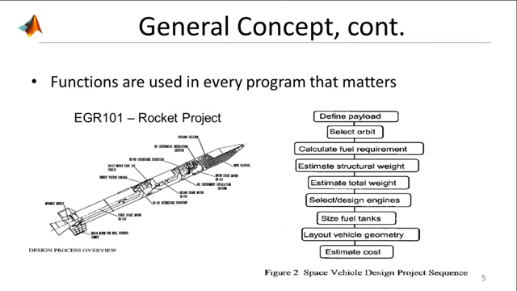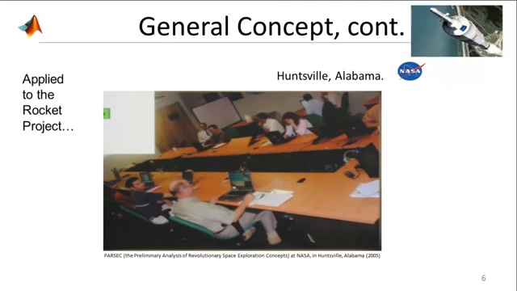Functions are used in every program that actually matters in the industry. Suppose a very basic EGR101 project, where you had to define a payload, select an orbit, and calculate the fuel, the structure, the weight, the engines. Then you had to design the actual rocket, so the size of the fuel tank and the geometry. Eventually, there's always a cost.